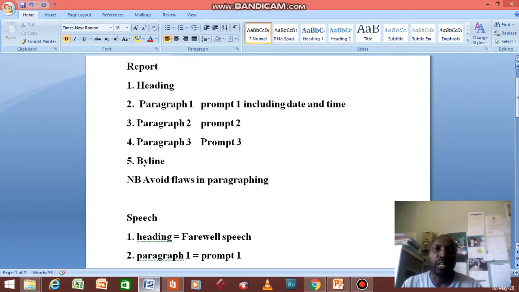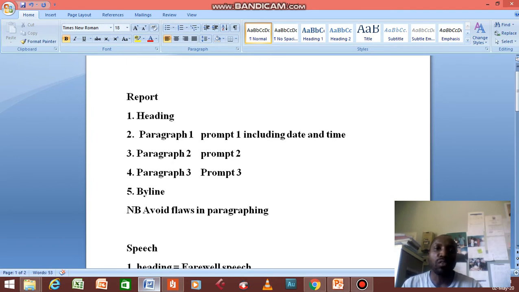First of all, ensure that you give your report a heading. Your report should be given a heading, and then from there, stick to the prompts. Paragraph number 1 should consist of prompt number 1, including the date and time, because it's a report. So date and time should come in paragraph 1, which is covering prompt 1. And then paragraph 2 should cover prompt 2. Paragraph 3 should cover prompt 3.